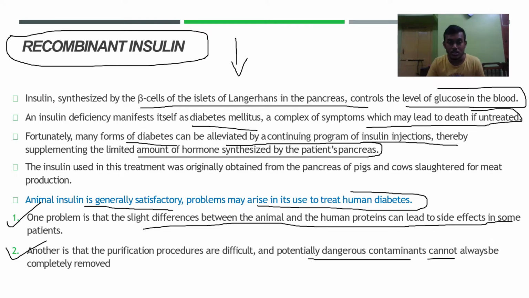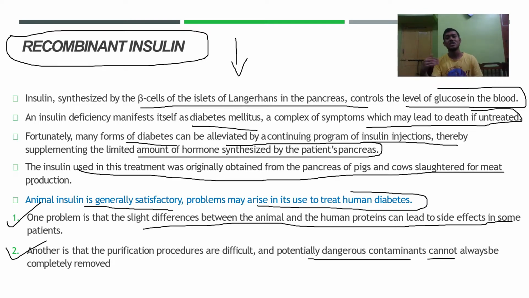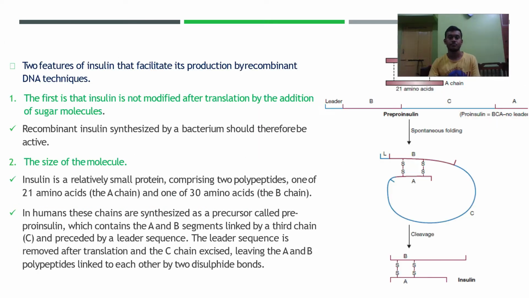The insulin used in this treatment was originally obtained from the pancreas of pigs and cows slaughtered for meat production. Initially, because insulin is not available in abundance and has a limited supply, scientists used animal insulin obtained from the pancreas of pigs and cows, but this was not a very successful method. Thereby we came to the concept of recombinant insulin.